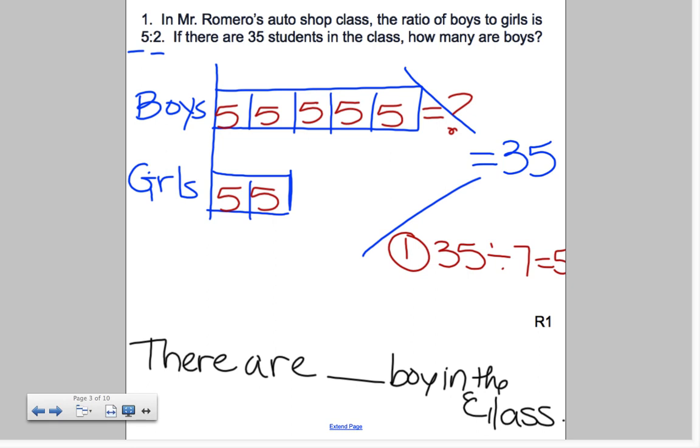So, we're going to take this, and she said 5 times 5 is equal to 25. And now, we're not done. The last step is to write the answer in the sentence and make sure the answer makes sense. So what do we have to do? What are we going to put right here? 25. There are 25 boys in the class. Does that make sense? Or Mr. Ramiro's auto shop class has 25 boys.